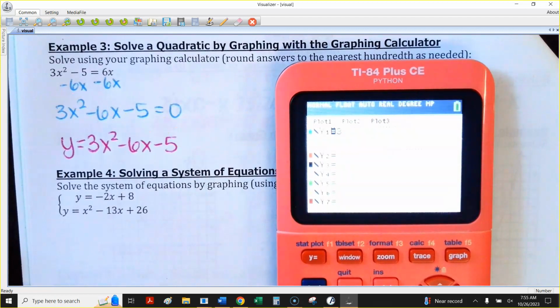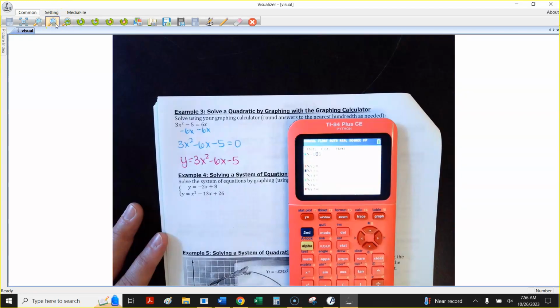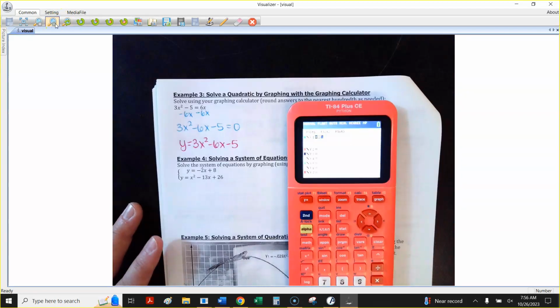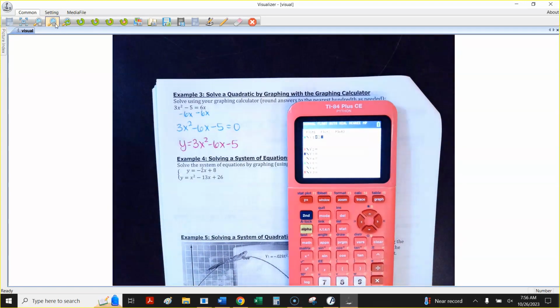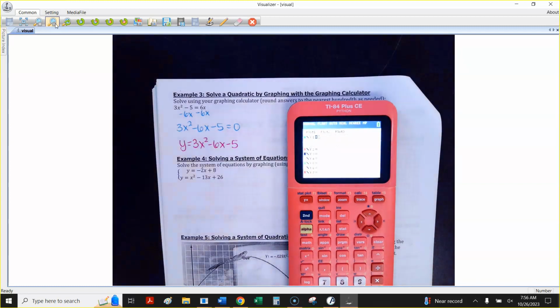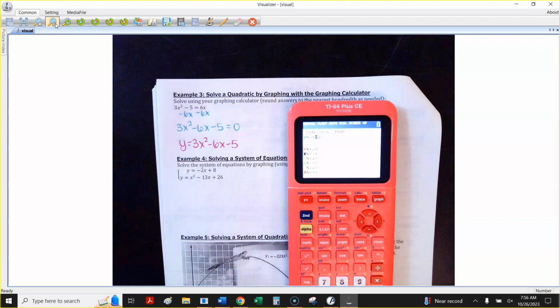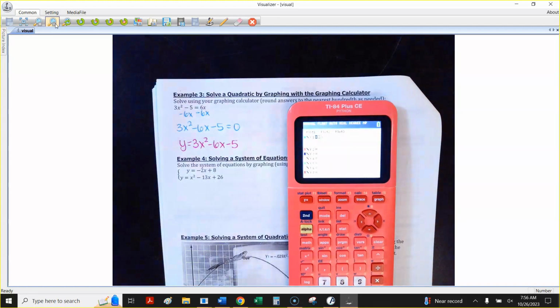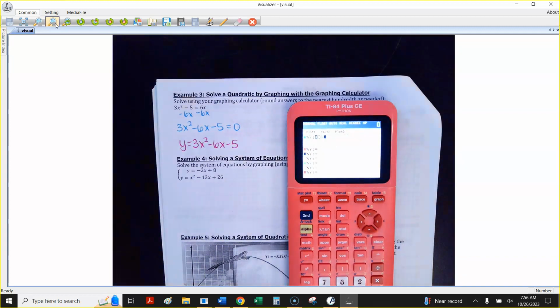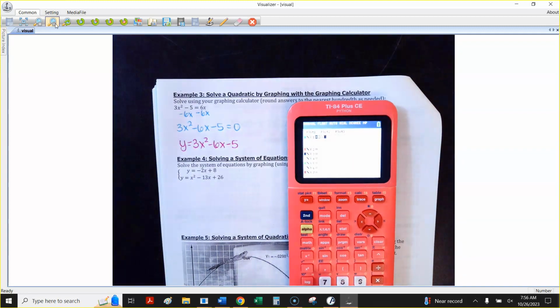And then just to remind you, because I feel like we haven't done this in a minute, if you're going to type in a variable, the x, it has to be this little button here, this X,T,theta,n, right next to the alpha button. That's your x. So I'm going to type my x. And then to square it, right by the 7, right diagonal point 7, there's the squared button. You got to type the x first. So I'm going to square it, and then I'm going to do minus 6x, and then minus 5.